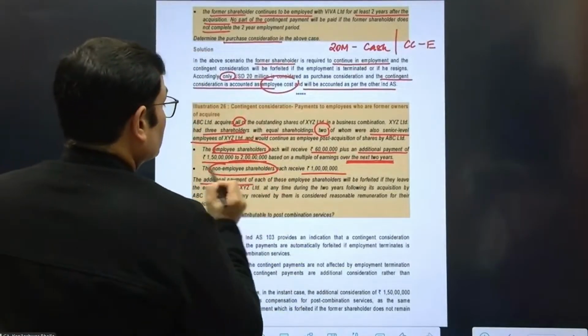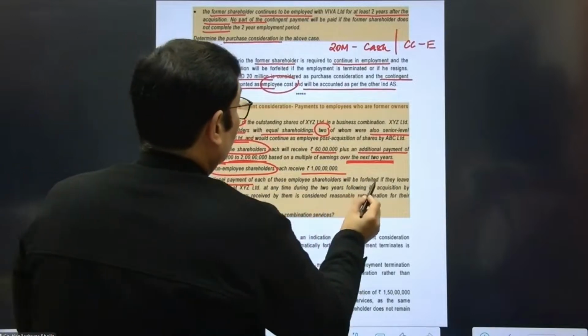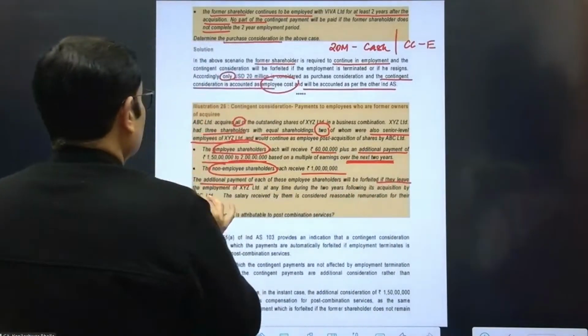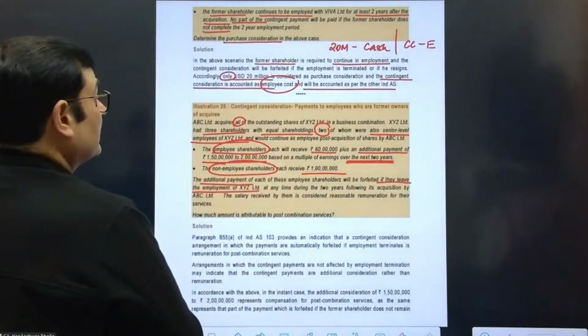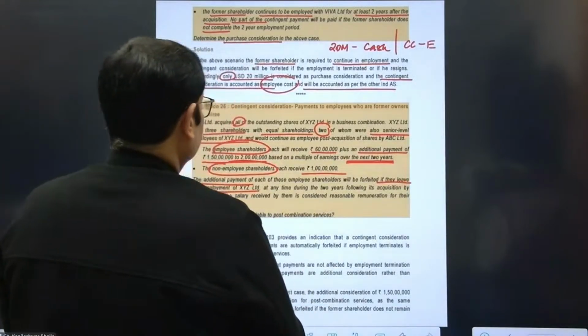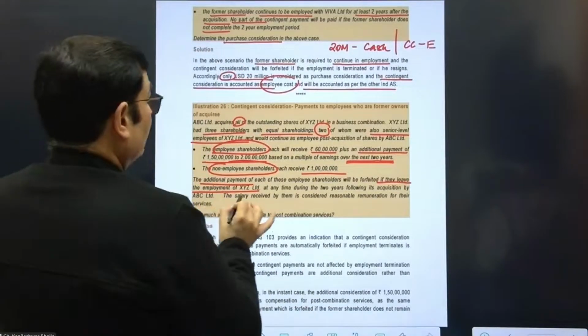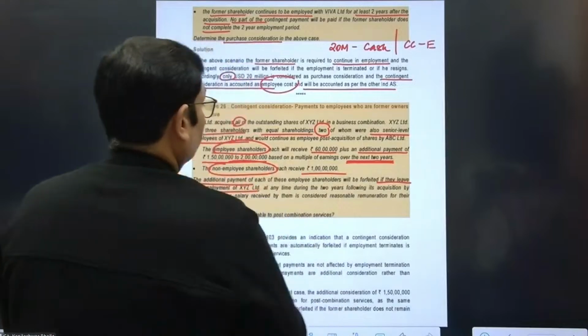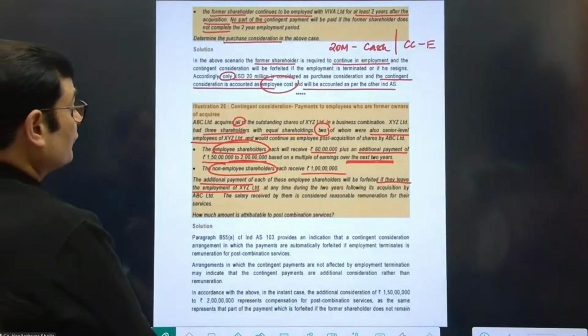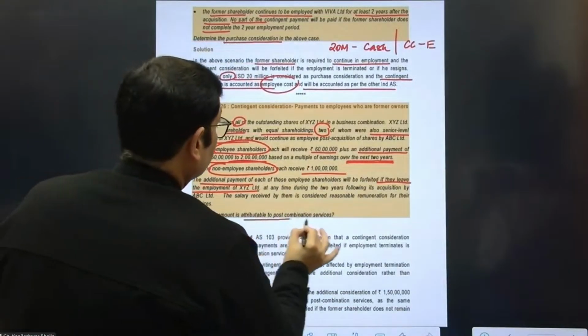The additional payment of each of the employees will be forfeited if they leave the employment at any time during 2 years following the acquisition. The salary received by them is considered reasonable approximation, reasonable remuneration for their services. How much is attributable to the post-business combination services? So let's put across the 3 questions to ourselves.